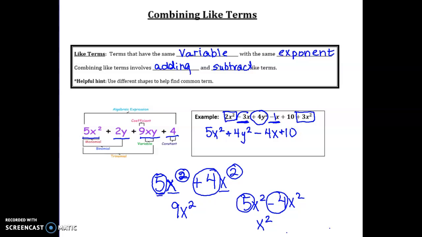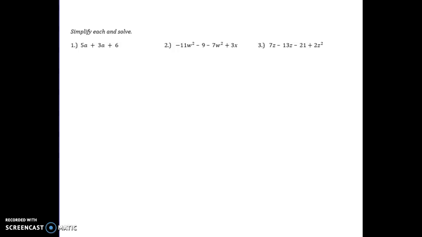All right, I'm going to do some simple examples first. It says simplify each and solve. We're going to cross off and solve because we're not actually solving. That's when we have an equation. Here we're just simplifying. So in our first example, we can combine 5a and 3a because they have the same variables and the same exponent, the exponent being 1. 5a plus 3a is 8a. And then our constant we can't combine with anything, so it's just plus 6.